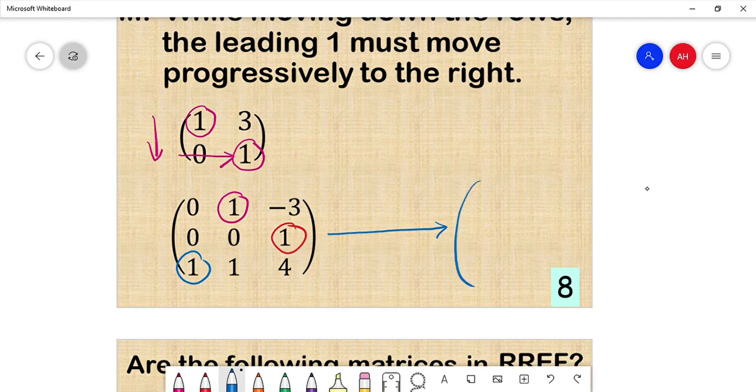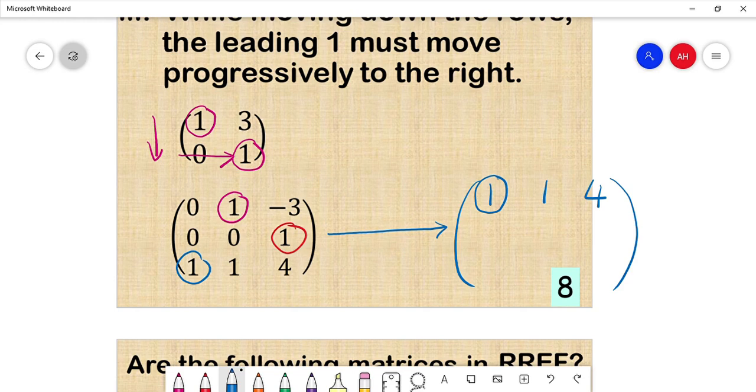All right, so what we have to do is move the third row to become the first row. So we have 1, 1 and 4, like this. The last row now becomes the first row. That is, the third row becomes the first row, so that we have our leading one to the most left of the matrix.